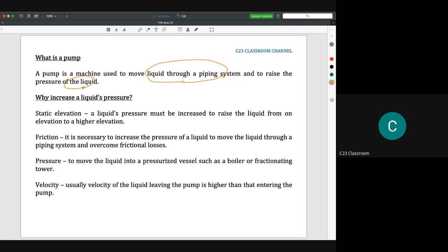So here, I would like you to know that pump has two major function. One is to move liquid. So means that if you want to have a higher speed of your liquid, so you could use a pump to increase the speed. Or you want to transfer your liquid from the lower level to the higher level, so you can use pump to do so.